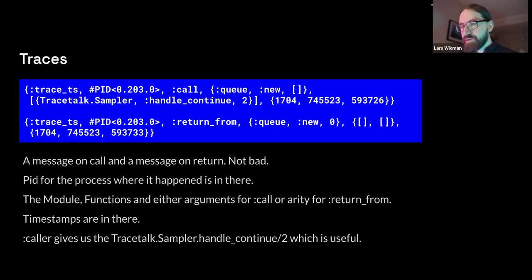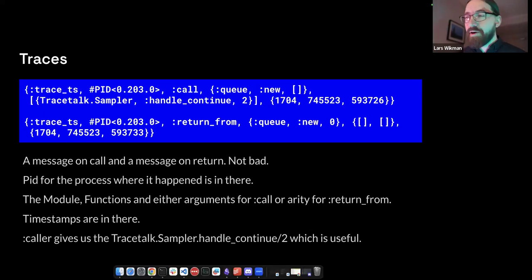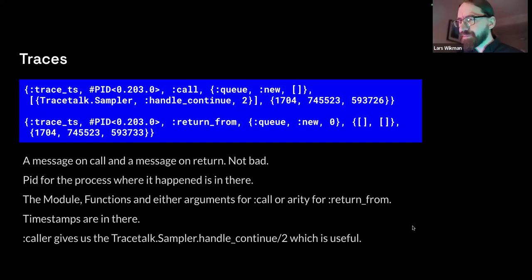So in this case, trace talk.sampler handle continue to. And then this last thing with the tuple with the numbers is an Erlang timestamp that you can change to a proper timestamp, which you can deal with. You also get the return value down here, the return trace. So it's also cool.